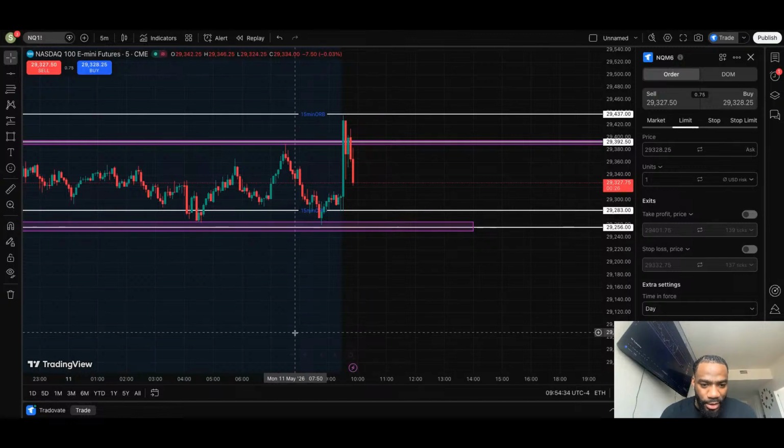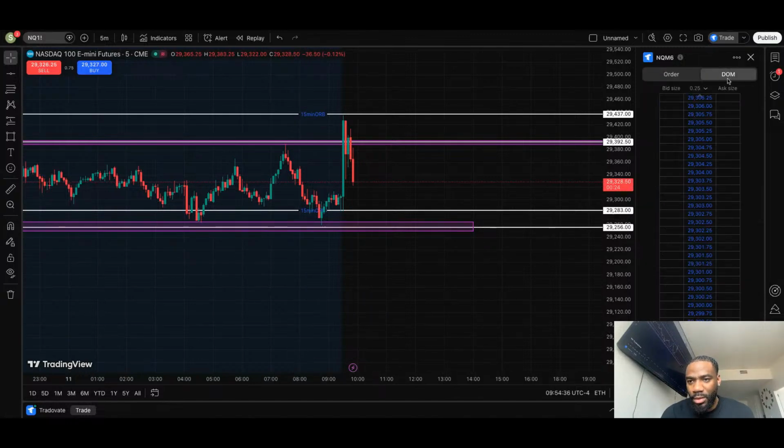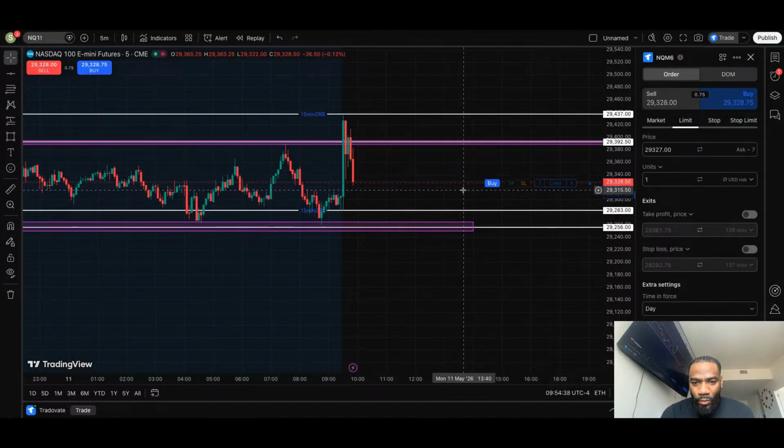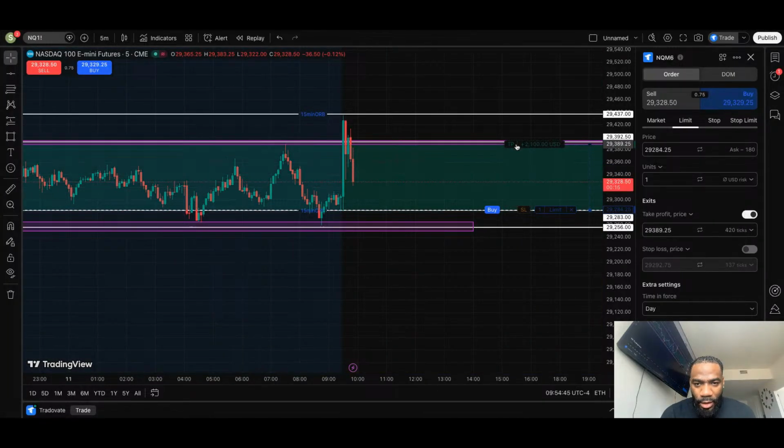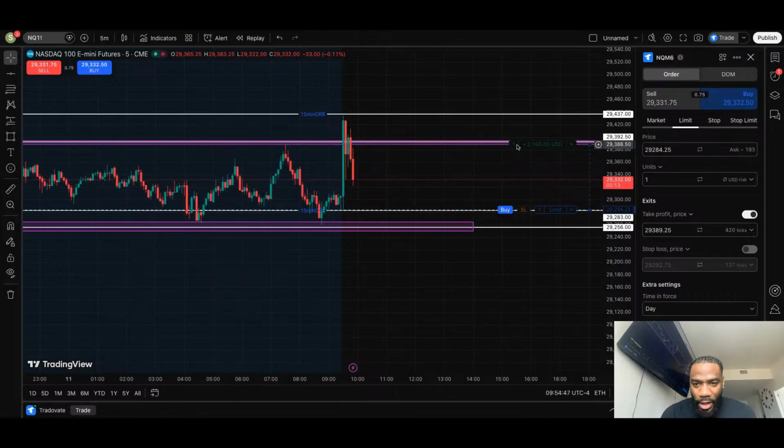I want to see something like this, like we get an entry down here, and then even if I was to let it ride, that's a $2,000 move. I'm not even gonna wait that long, to be honest. I'm gonna get in what I need, and I'm gonna get out.